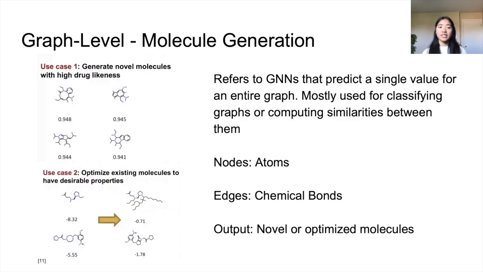By inputting this information into a graph neural network, they were able to come up with two different types of outputs. The first one was to generate completely new molecules that had a really similar drug likeness. And the second case was to optimize existing molecules by maybe removing those unwanted side effects while still keeping those desirable properties. And this type of project is a graph-level graph neural network because the final output is a single molecule or a whole graph.